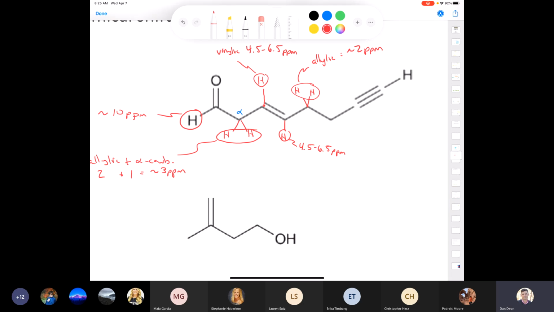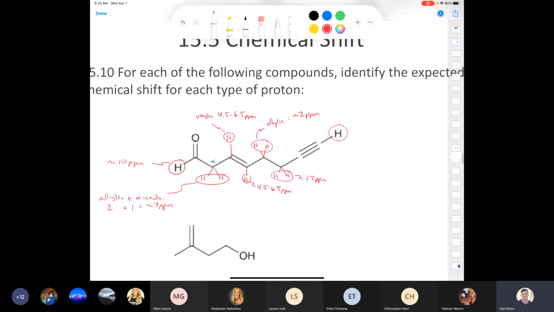What else? We have a methylene here, a CH2 here. These two protons are chemically equivalent. There's nothing that's going to cause any great deshielding effect here. And so we'll give these a baseline of 1.2 parts per million. And then we said if we have a terminal alkyne, that the chemical shift of the proton of a terminal alkyne is around 2.5 parts per million.